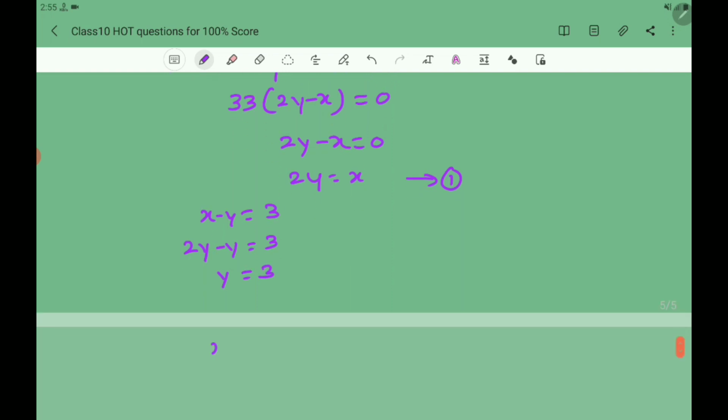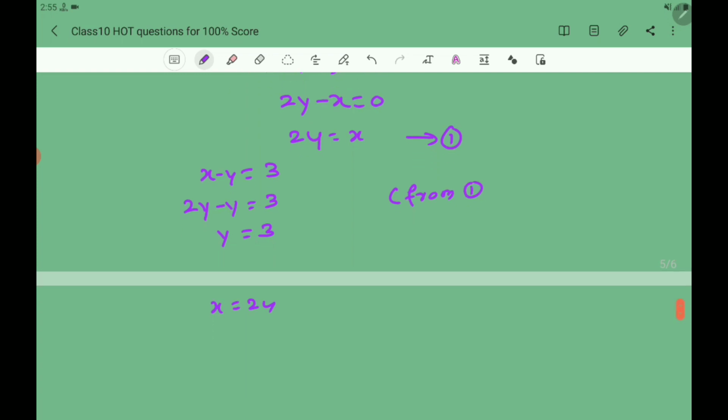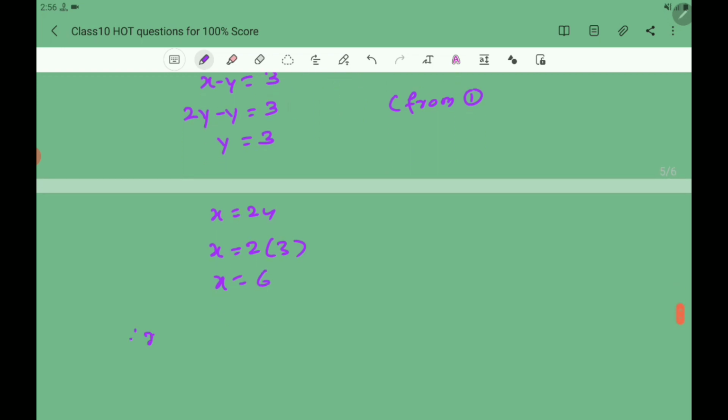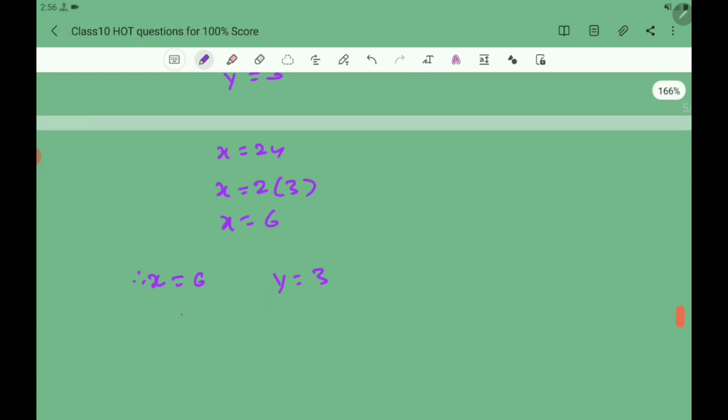Then what is the value of x? You know that x equals 2y, which you got from the first relation. In the place of y, the value is 3, so you got x equals 2 into 3, that is 6. Therefore x equals 6, y equals 3. The unit digit x is 6 and the tens digit y is 3. So you got the number is 36.